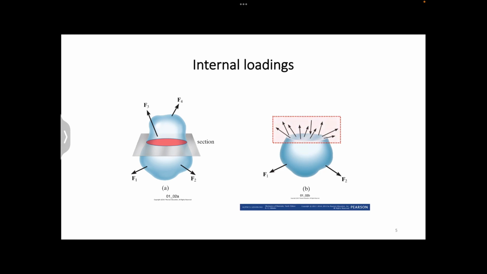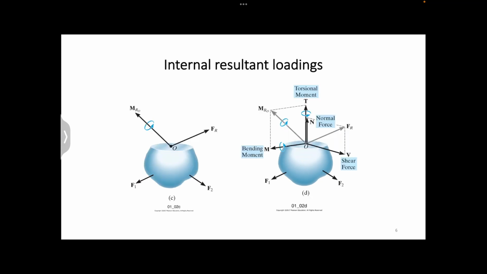With the equilibrium equation that you learn in statics, you will only be able to find the resultants of all this force. Such resultants are shown in this slide. It consists of resultant force and resultant moment. As you can see, they are usually placed at the centroid of the section area.